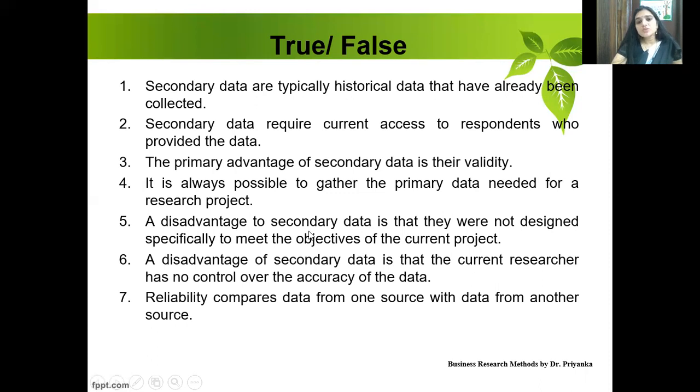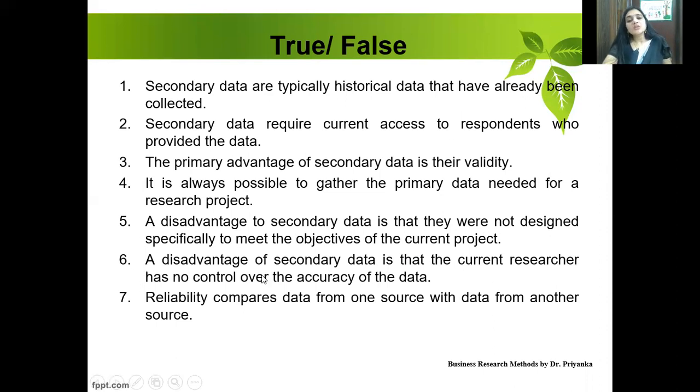A disadvantage to secondary data is that they were not designed specifically to meet the objectives of the current project. Yes, this is 100% true. This is a kind of disadvantage of secondary data, that of course it is not designed for the current project in hand. It was designed for the project for which it was actually collected. So it is true.